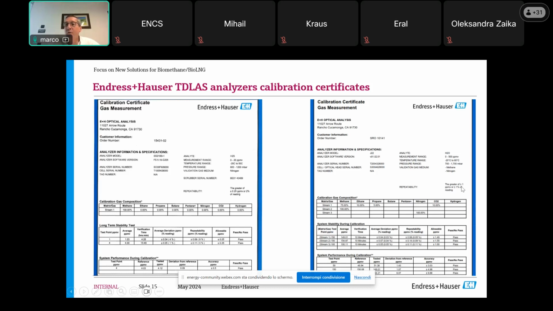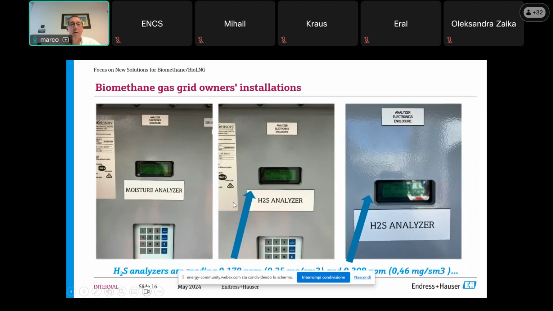So here we have plus minus, for instance, on moisture, ±1 part per million, whereas the result of the test indicates a performance 10 times better, and the same for the H2S. So reliability and accuracy. This is the view of the display. The picture is not the best, but as you can see on the bottom, the measurements are really good.